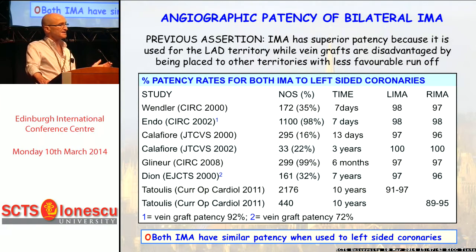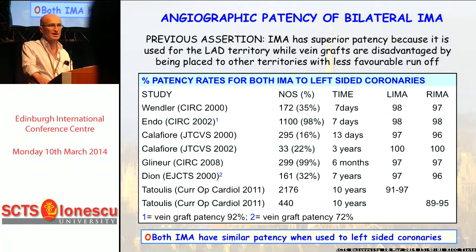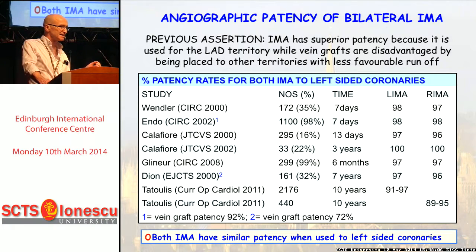Now, if you look at patency rates of bilateral IMA grafts, it's important to understand that there was a previous assertion that the IMA had superior patency compared to vein grafts because the IMA was placed to the left anterior descending territory, so it had better runoff than vein grafts which were placed to other coronary arteries with less favourable runoff. But I've summarised here 8 studies in the literature, all of angiographic patency of both left and right internal mammary arteries at various times from 7 days to 10 years after operation.